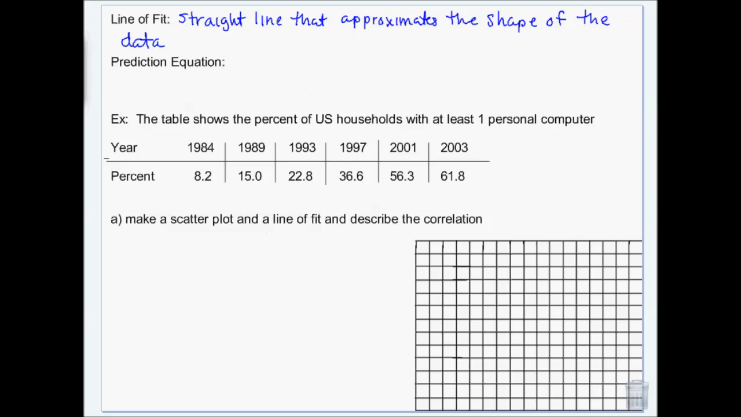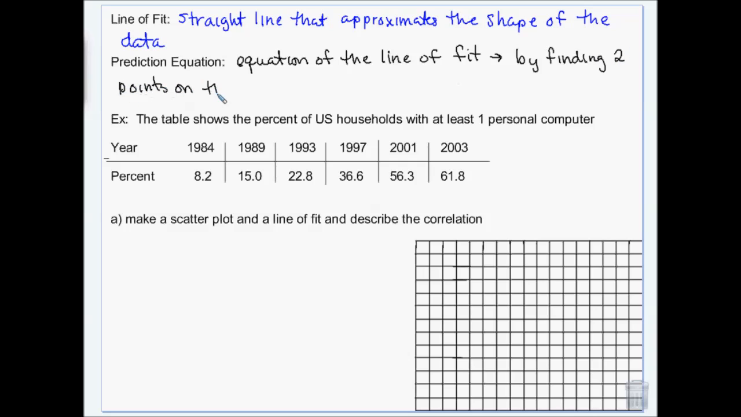And then we use that line to write the prediction equation. So this is the equation of the line of fit. And we determine the prediction equation by finding 2 points on the line. And then you find slope and y-intercept. And that gives us the equation of the line. That equation is called a prediction equation because we can use it to make predictions about future events.